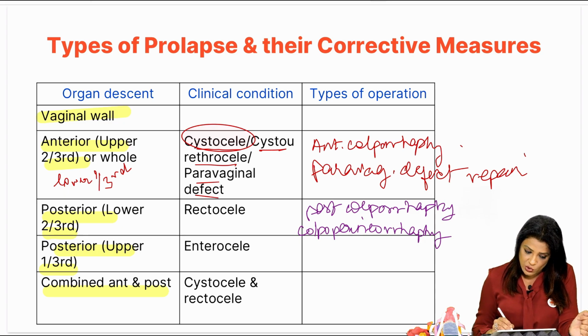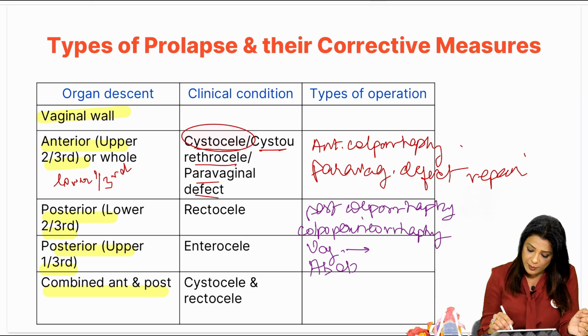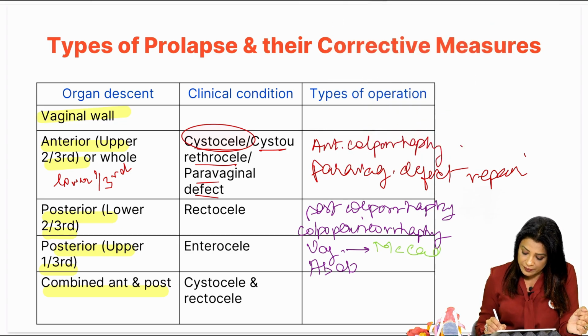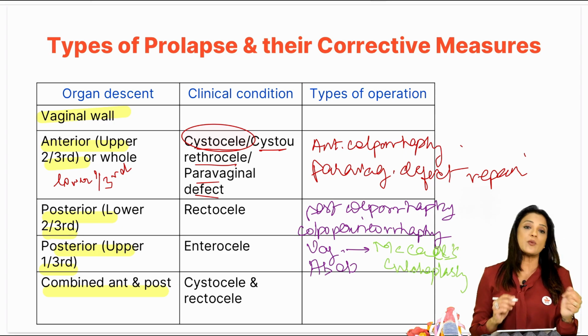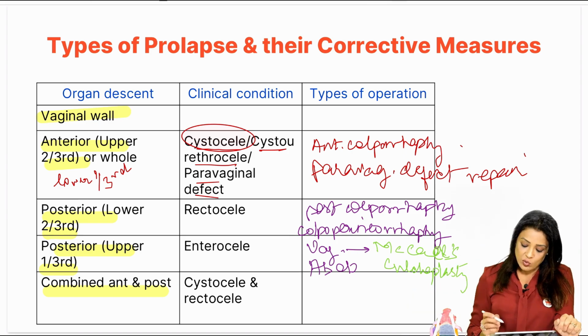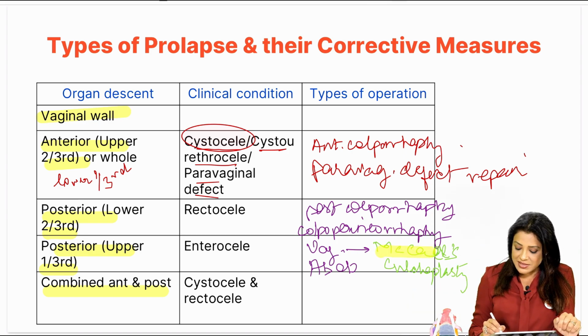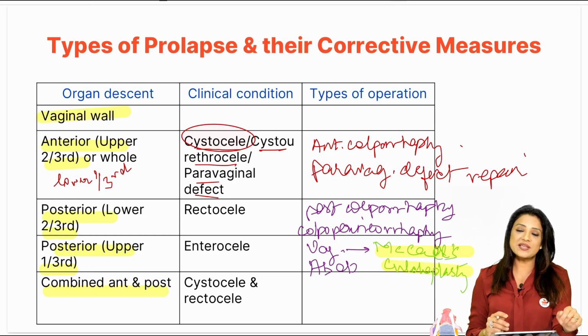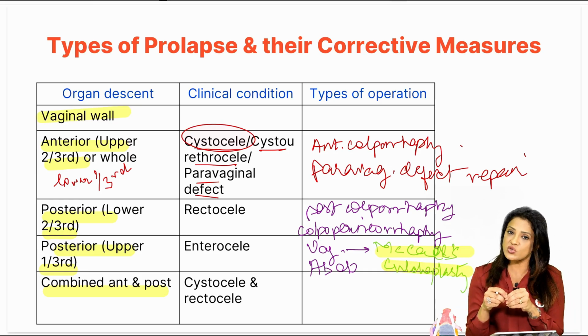For enterocele you are doing a vaginal repair or an abdominal repair. So what is the name of the vaginal repair? The vaginal repair is known as McCall's culdoplasty, right? So McCall's culdoplasty, what do we do? So what did we just learn? That McCall's culdoplasty is the most famous culdoplasty where we put purse string sutures, what I showed you.